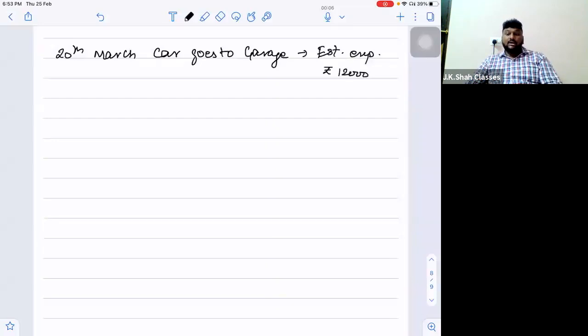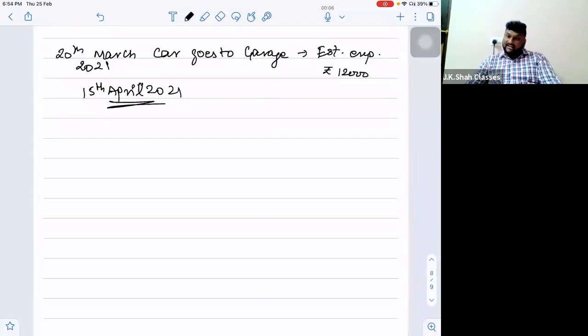Means the service agent, the one name they use for that person, advisor, service advisor. Yes, the service advisor, when you put your car for service, he gave you an estimation that 12,000 rupees will be the service cost, right? And your car will be delivered, say on 15th April 2021, and this is 20th March 2021. Now, can I say this falls in the next financial year?